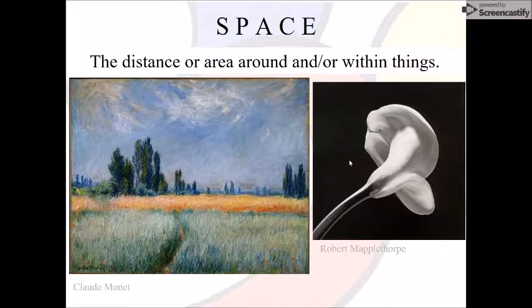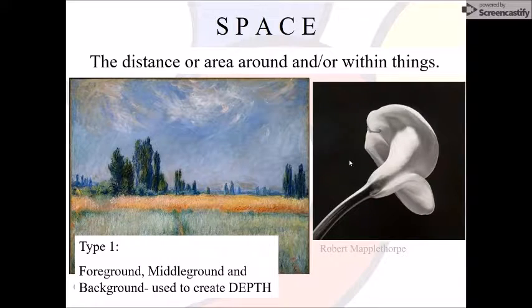Artists create foreground, middle ground, and background by changing sizes of objects. If you look at the trees that are closer to us, they are bigger. The trees that look like they're further from us are smaller. They also change the value, or the lightness, of things. The trees that are smaller are lighter, making them look further away. The trees that are closer are darker. So for type 1, write foreground, middle ground, and background. And it's used to create depth. Depth is an important word to remember.